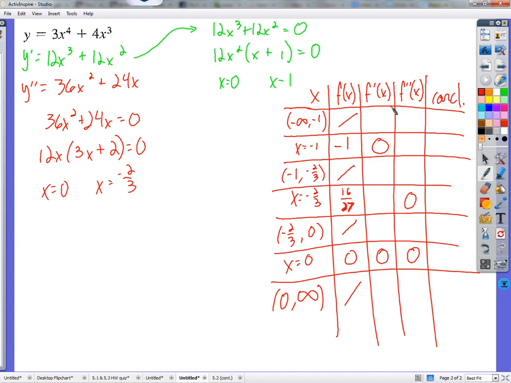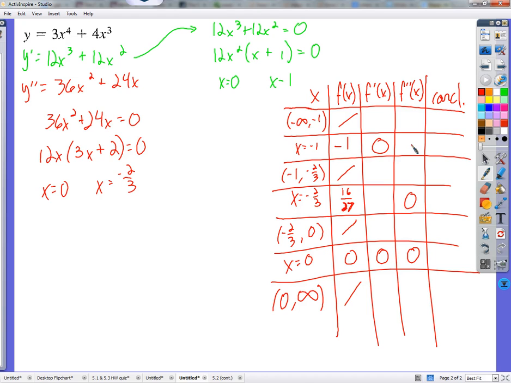So let's see. What we want to find here is if this is a maximum or a minimum. This is a 0 for f prime. For x = -1, we could figure out if the slope is positive or negative, but what is easier, if it works, is the second derivative test. See if it's concave down or concave up.